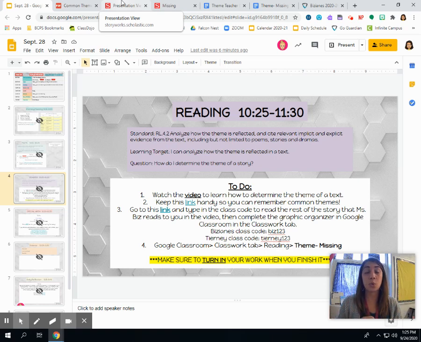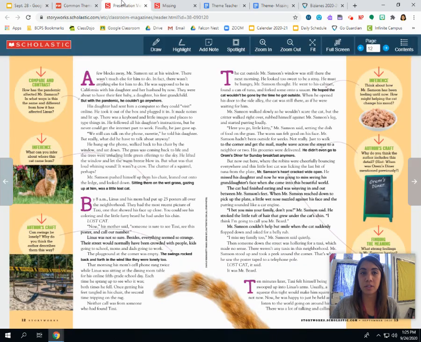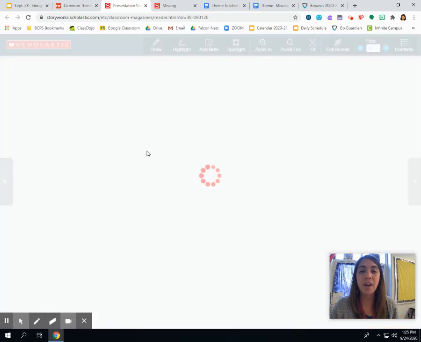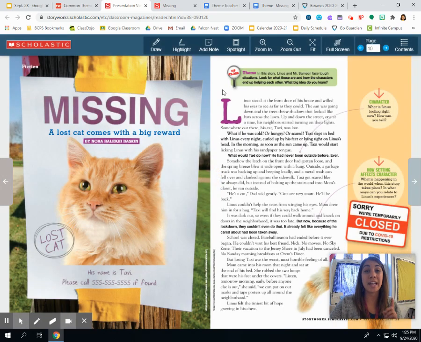So we're going to use a story that you already know, and instead of inferring, we're going to look for the theme of this story. So I want you to read along with me, and when I find a possible theme or lesson in the story that the character learned, I'm going to stop and put it on my chart, okay?